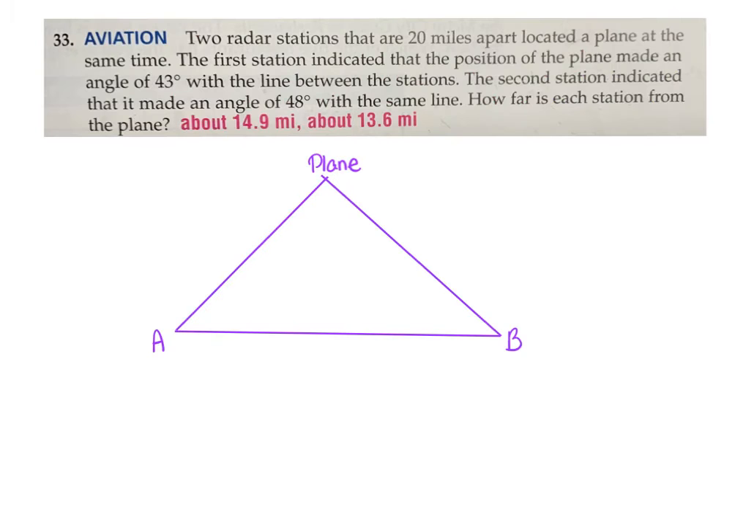When it says two radar stations are 20 miles apart, located a plane at the same time. So station A saw the plane and station B saw the plane.